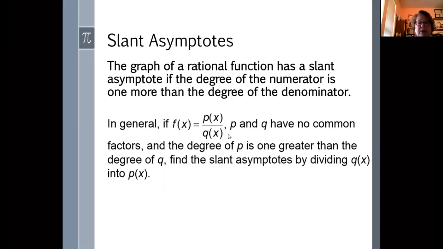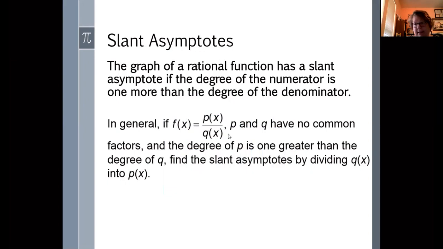The graph of a rational function has a slant asymptote if the degree of the numerator is more than the degree of the denominator. In general, if f(x) = p(x)/q(x), p and q have no common factors, and the degree of p is 1 greater than the degree of q, you can find the slant asymptote by dividing the numerator by the denominator. So you can use long division, or you can use synthetic division. And I'm pretty sure for all the homework that's assigned, you can use synthetic division.